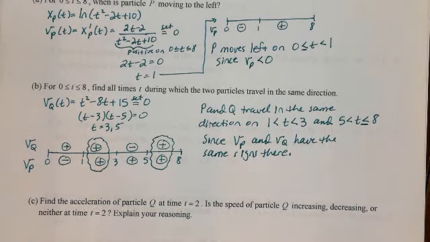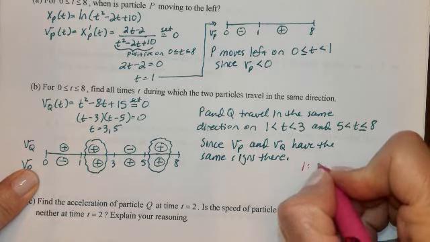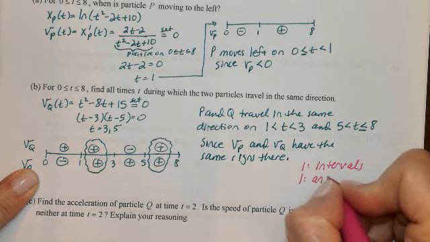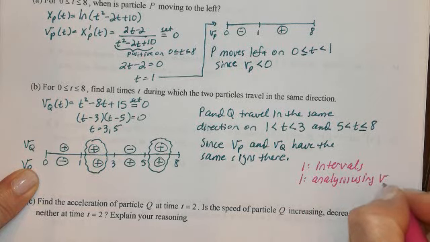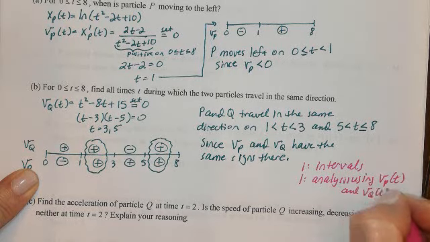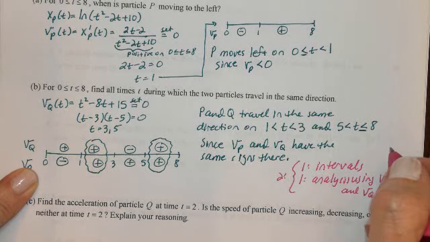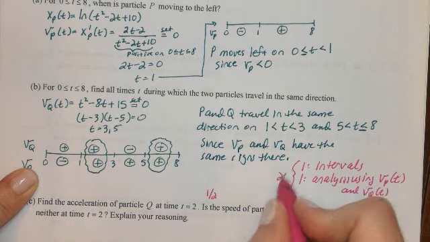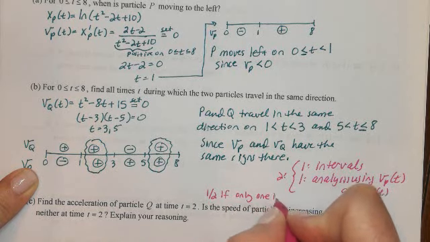Okay. Forgot to give you points on this. For this one that we just did, it was worth a total of 2 points: 1 point for the intervals, 1 point for analysis using v sub p of t and v sub q of t. So 2 points for that one. And there was a little note. They said a maximum of 1 out of these 2 points if only one interval given.